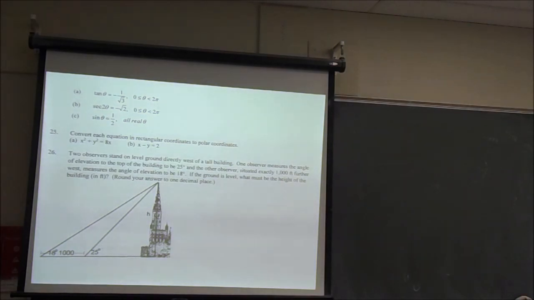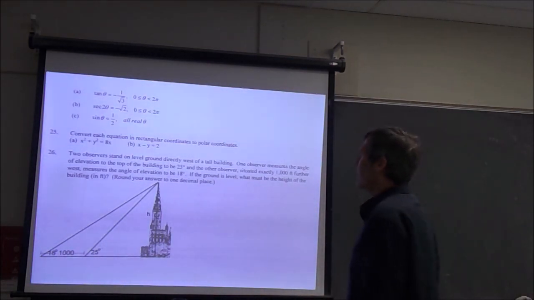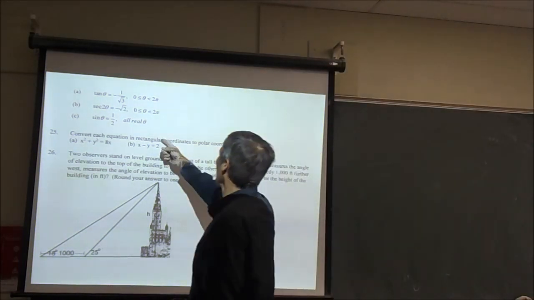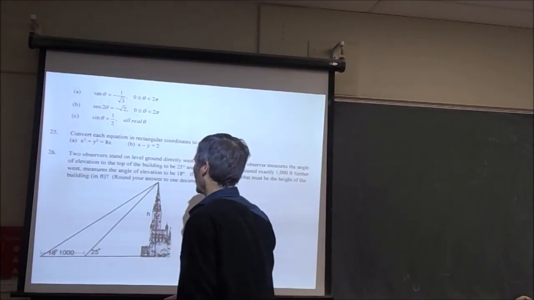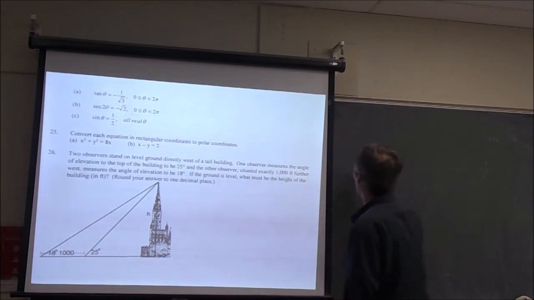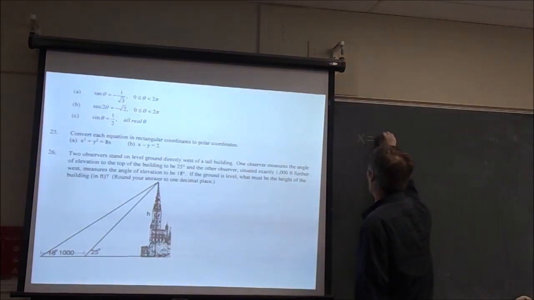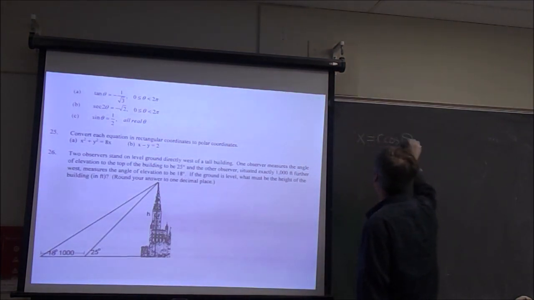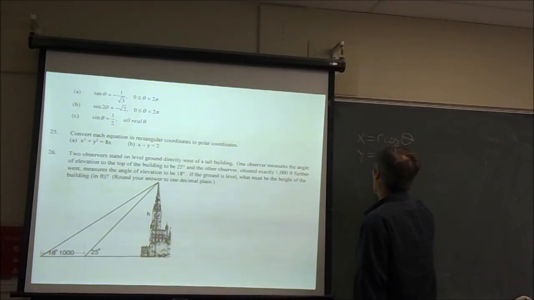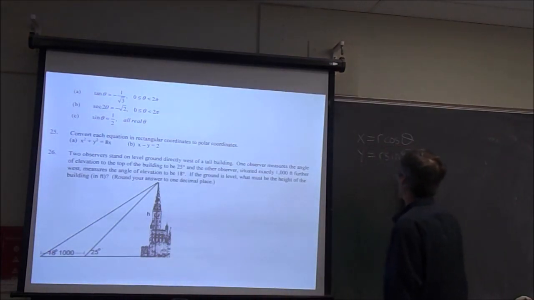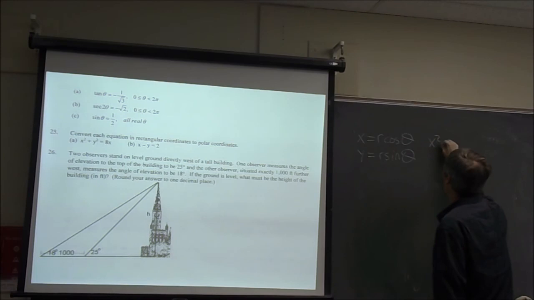Let's take a look at a few of these. Suppose I want to convert an equation from rectangular coordinates to polar coordinates. You just have to know these things: the conversion is x equals r cosine theta, y equals r sine theta to convert any polar coordinates to rectangular. x squared plus y squared equals r squared, and tangent theta equals y over x to convert.